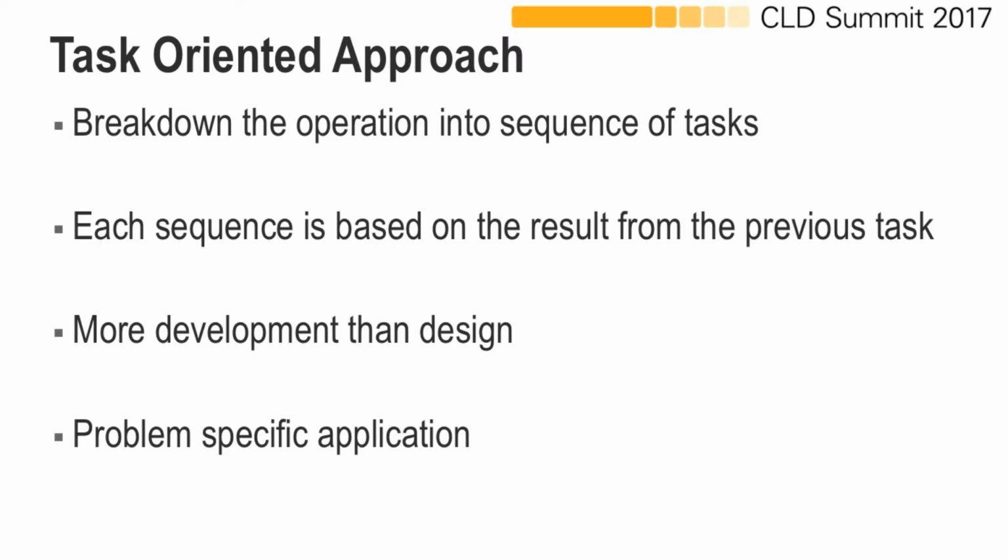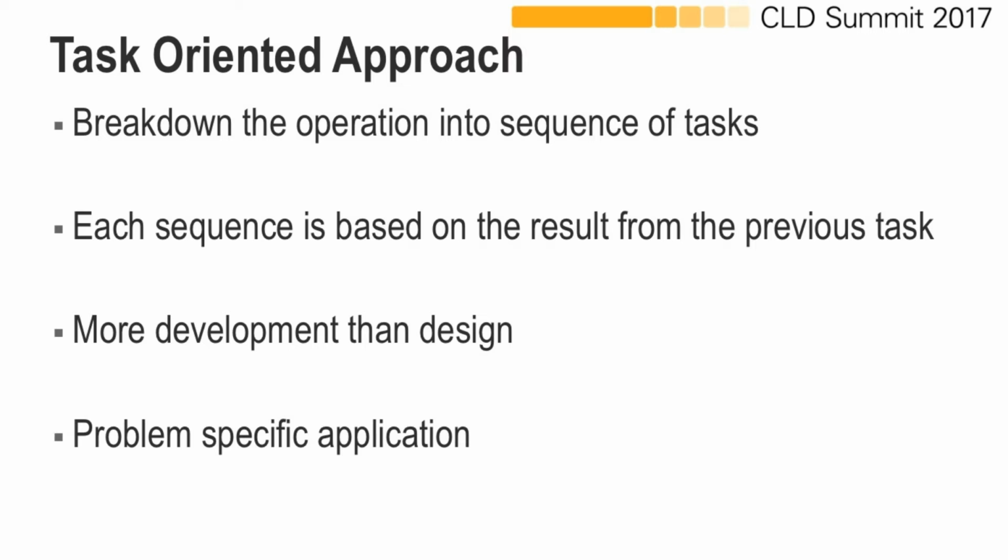In the task-oriented approach, we break down the operation into a sequence of tasks. Each step is based on the result from the previous task. In this approach, we are focused mostly on the current requirements and not on possible future requirements. Because of this, we focus more on development than design, and the application is going to be mostly problem specific in nature.